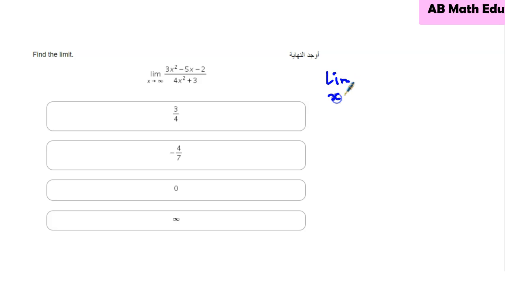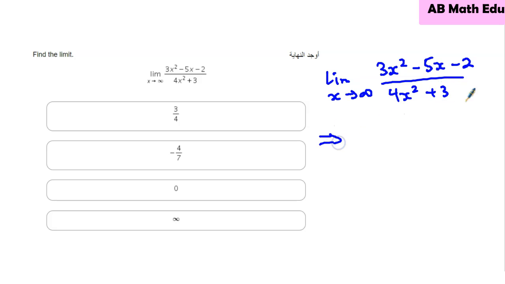So the limit as x approaches infinity of 3x squared minus 5x minus 2 all on 4x squared plus 3 implies that we will just consider this here and this here. So we will have 3 infinity squared. When we see x, we just plug the infinity and then infinity squared. And here the infinity squared cancels infinity squared.